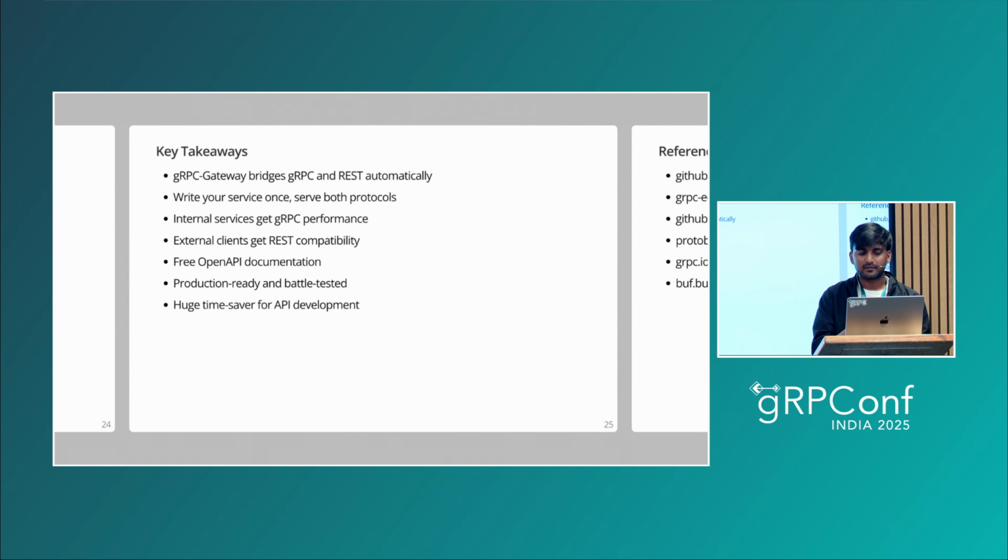This means your internal microservices can communicate using gRPC for maximum performance and efficiency, while your external clients like a browser or a mobile app can use the familiar REST API and JSON. Also, you get OpenAPI docs on the go, so you don't have to care about the docs. And the most important, it's a massive time saver. Instead of maintaining two completely separate API implementations that can easily drift apart and cause bugs, you maintain just one protobuf definition and the tools handle the translation work for you.